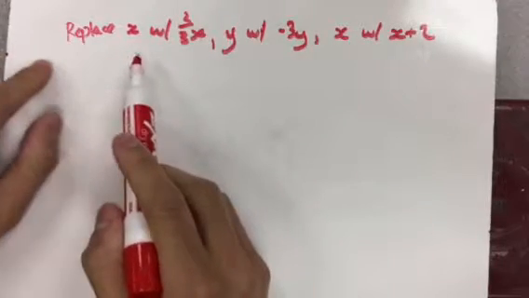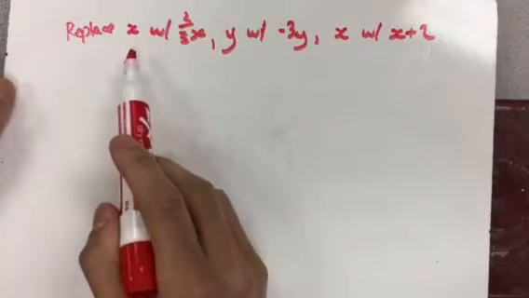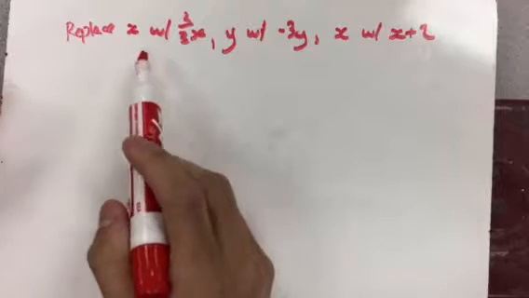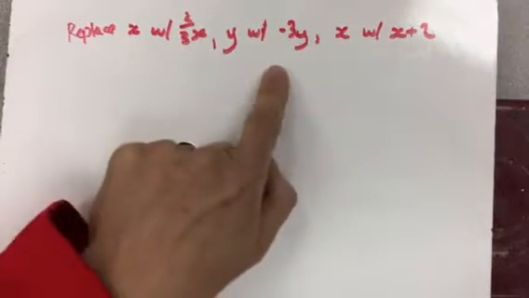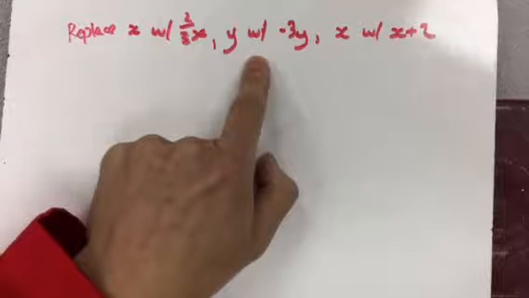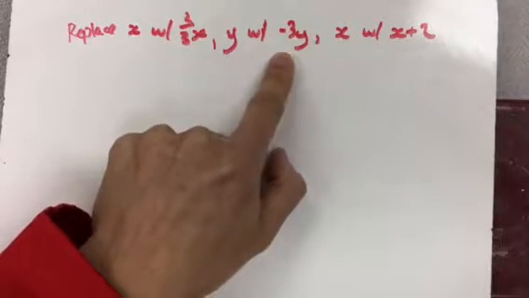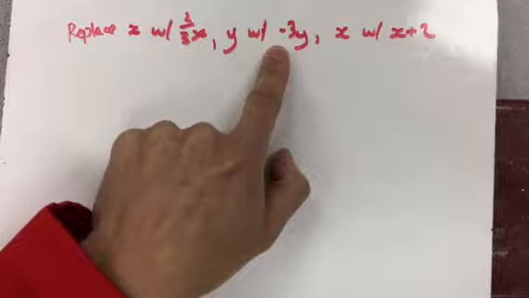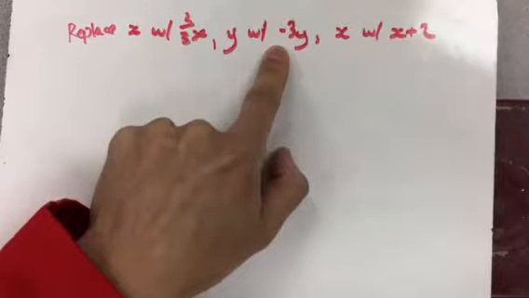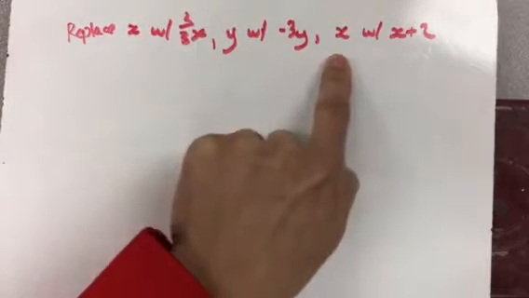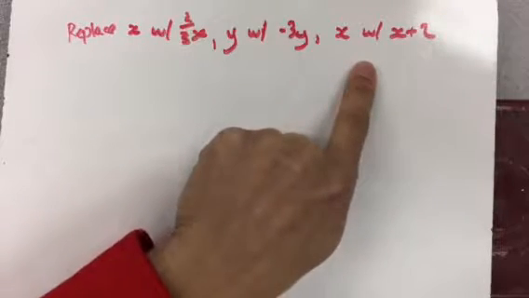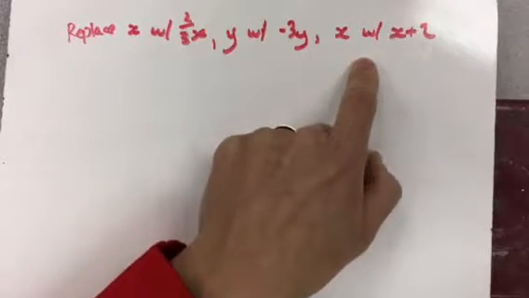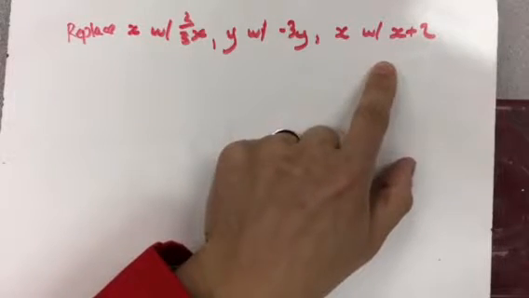So what do we have going on here? Well, replace x with 2/3 x. That means we have a horizontal stretch about the y-axis by a factor of 3/2. Y with negative 3y, we have a vertical stretch about the x-axis by a factor of 1/3. And it's negative, which means we also have a reflection in the x-axis. And then lastly, we're replacing x with x plus 2, which means we have a horizontal translation 2 units to the left.